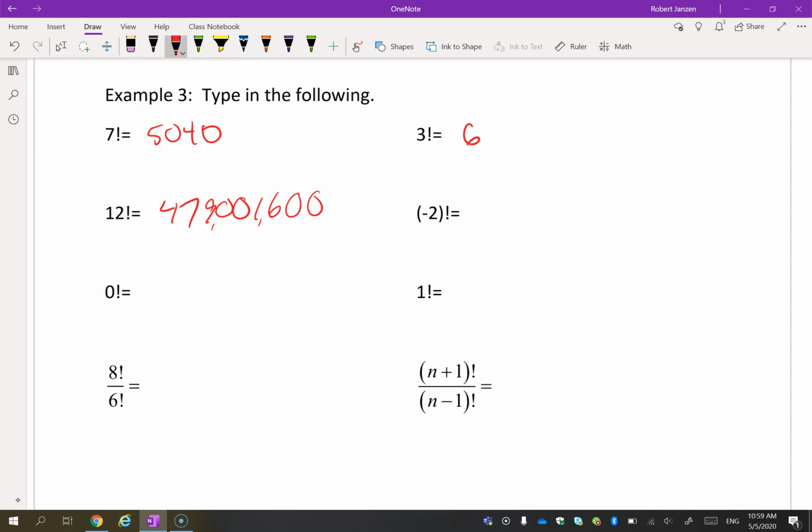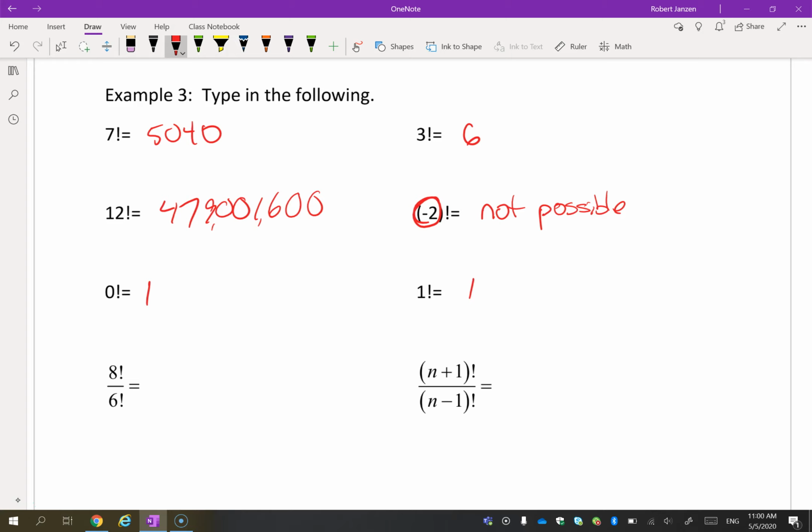You're going to get error. It doesn't work because you can't have a negative number in factorial. So this is not possible. I think your calculator might say error or domain error or something like that. Okay, this doesn't work. Factorial only works for positive numbers. Okay, 0 factorial, we already know that's 1.